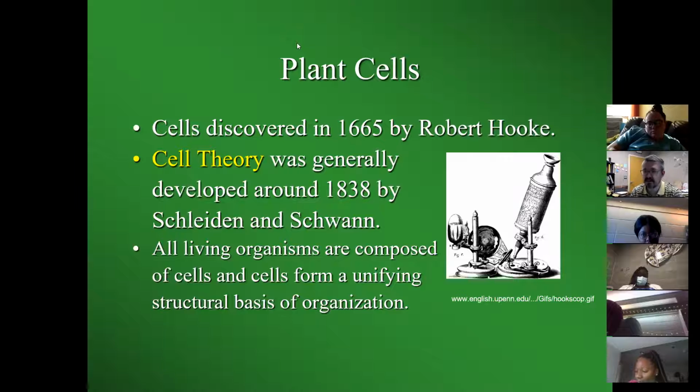Okay, so living organisms are made of cells. That's part of it. That's one of the three major points. Living things are made of cells. Cells are the basic unit of living organisms, and cells make other cells. So for you to have life, you have to start with at least a cell. And so this gives us a very unifying structural basis of organization for living things. And it's cool because the first things that we see are plants.